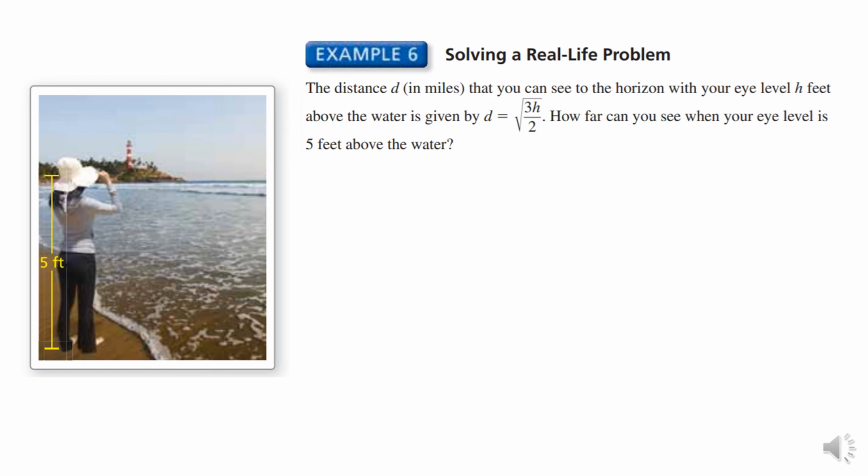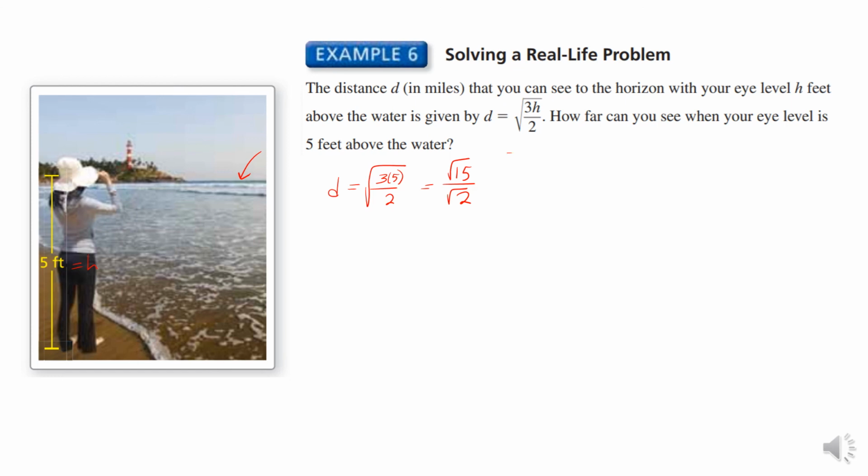Okay, the last problem we're going to do is solving a real-life problem. So the distance in miles that you can see to the horizon with your eye level h feet above the water, so they told you right here that h is 5, is given by d equals the square root of 3 times h over 2. So if your eye level is 5 feet above the water, how far can you see? So you go distance equals the square root of 3 times 5 over 2 equals the square root of 15 over the square root of 2.